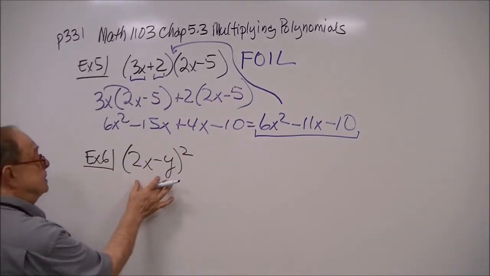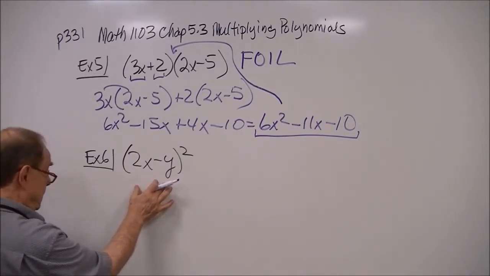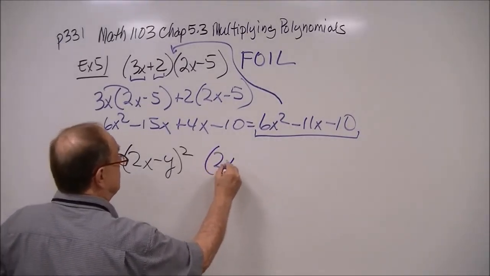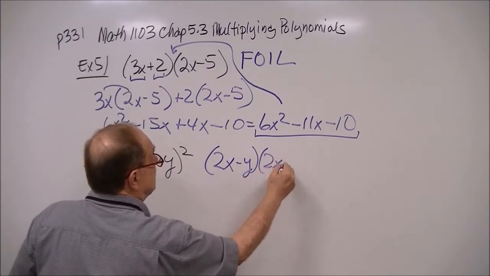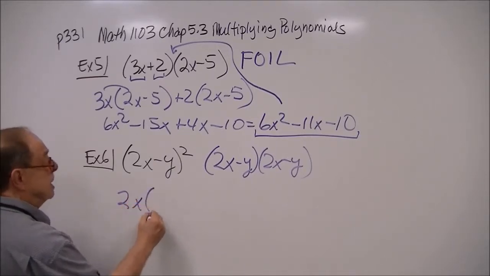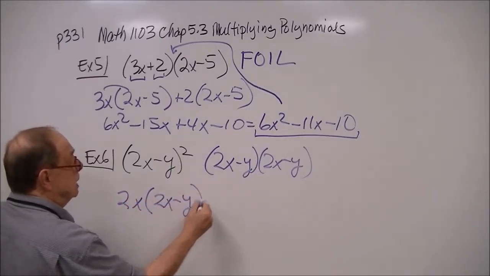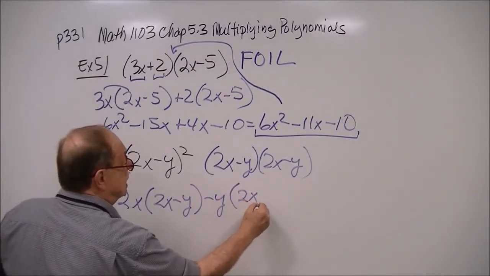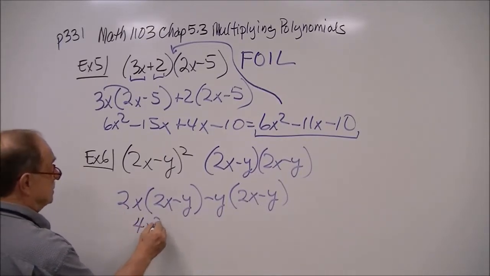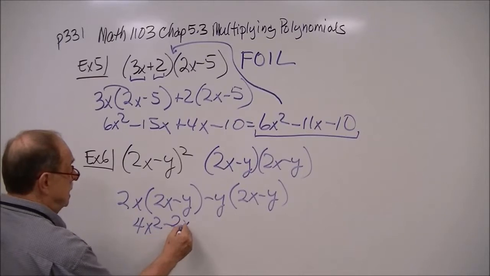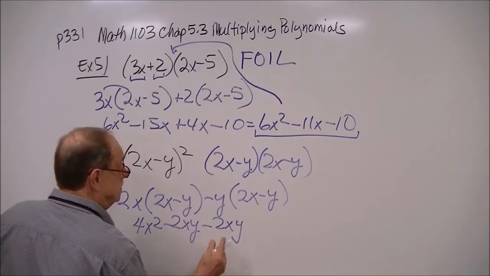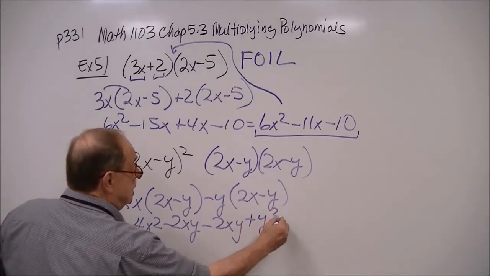Now later we'll have a special way of doing this one as well. But right now what you would do is you just write it twice. And again, doing it the same way, 2x times 2x minus y, and then a negative y times 2x minus y. And we then get 4x squared minus 2xy. Here we get a minus 2xy, I'm alphabetizing it, and we get a plus y squared.